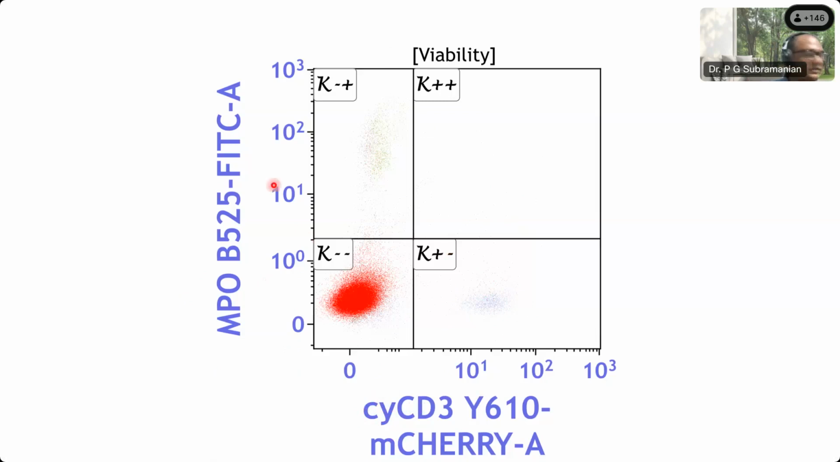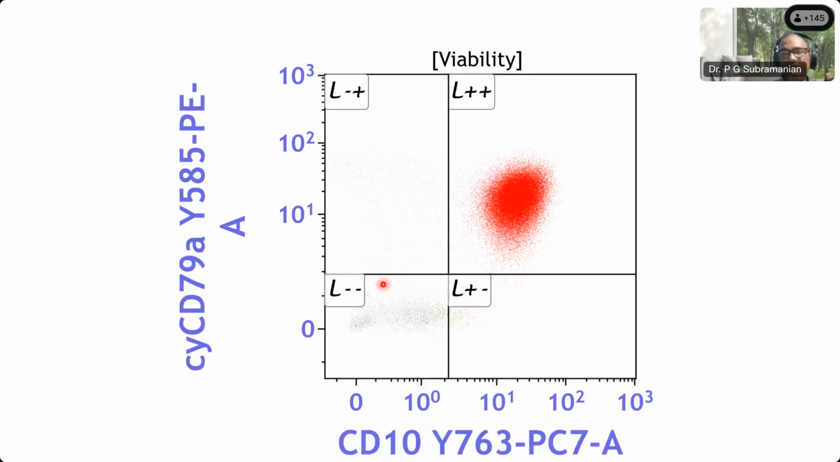So Jayati, can you just interpret this plot? Sir, in this plot, it shows MPO negative and cytoplasmic CD3 negative as well. Very good. Now, when we go into the next plot, Jayati. In this, sir, the gate is all the viable cells, and in this, cytoplasmic CD79A is positive, and CD10 is also positive. Positive, correct.